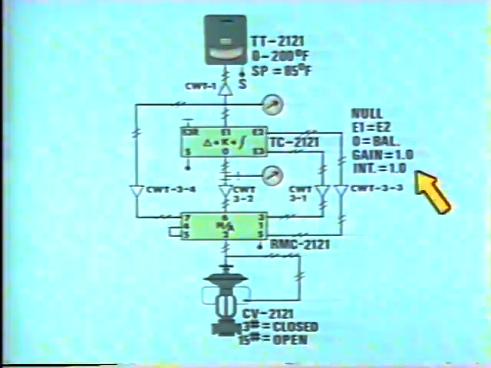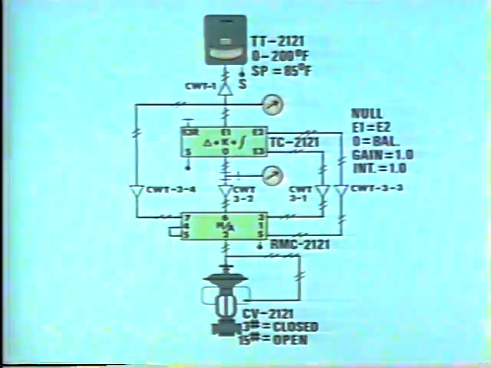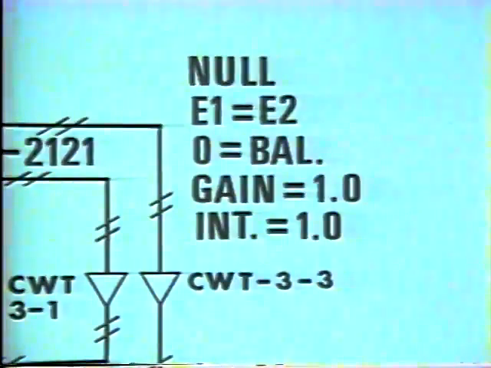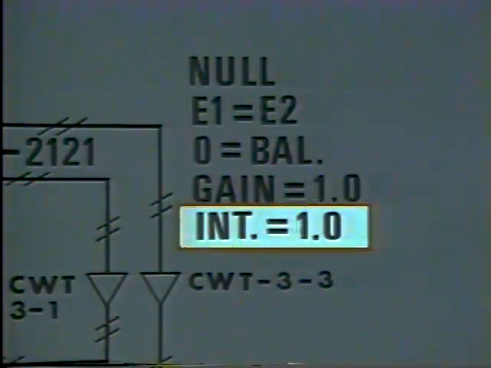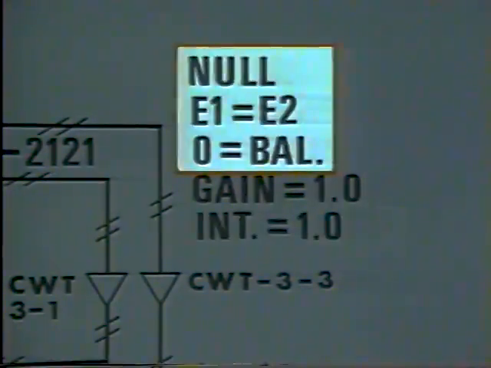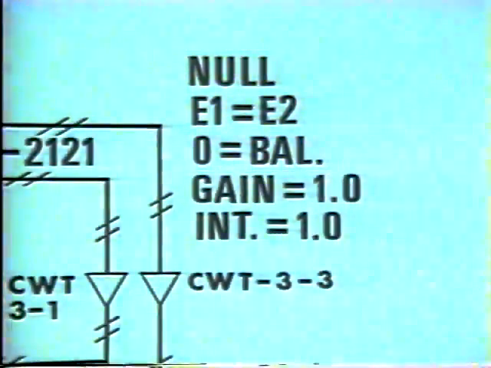The controller settings are also on the diagram. The controller is adjusted for a proportional band of 100%, or a gain of 1, and a reset time of 1 repeat per minute. In addition, the diagram has specific calibration settings that are used in the initial calibration and setup of the instrument.